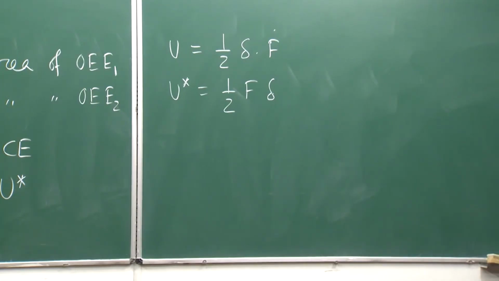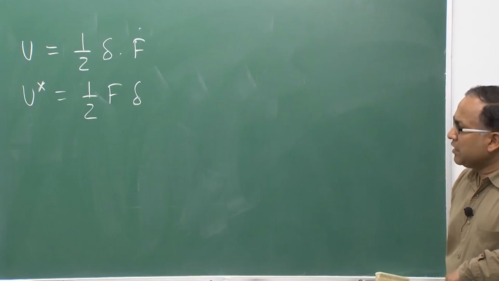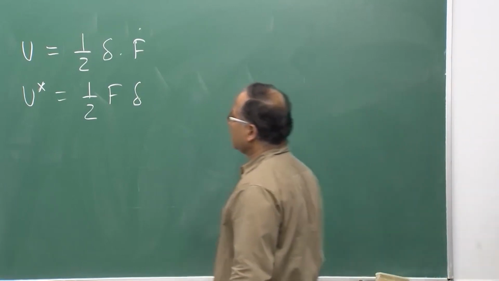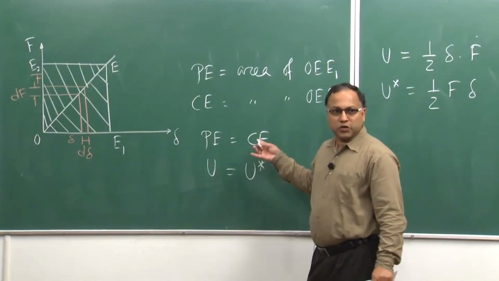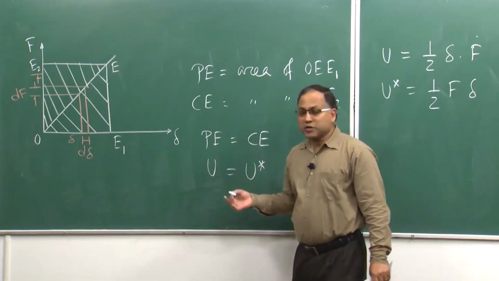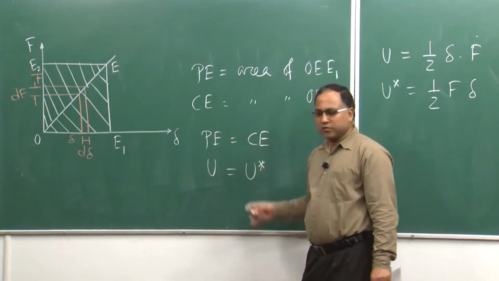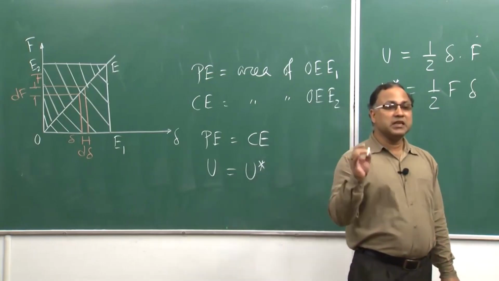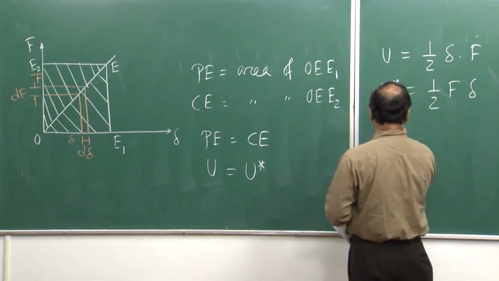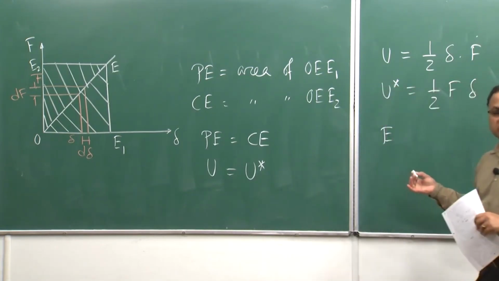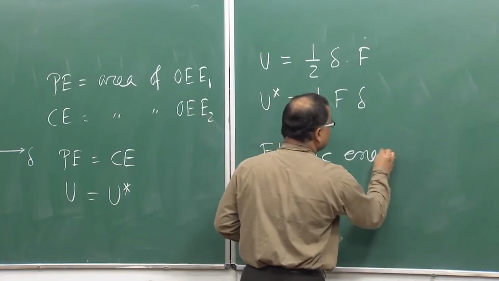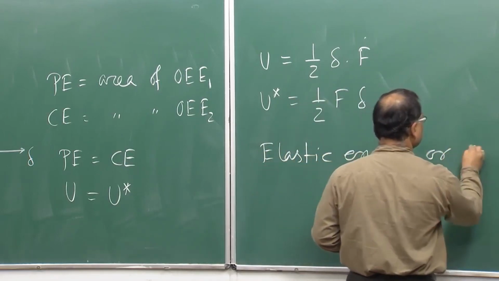They are the same for a linear system. So, that is the area of triangle OE E2. From now onward, because we are dealing with the linear system in this particular course, we will be using one common term for potential energy or complementary energy, which is known as elastic energy or the strain energy, because both are the same for a linear system.